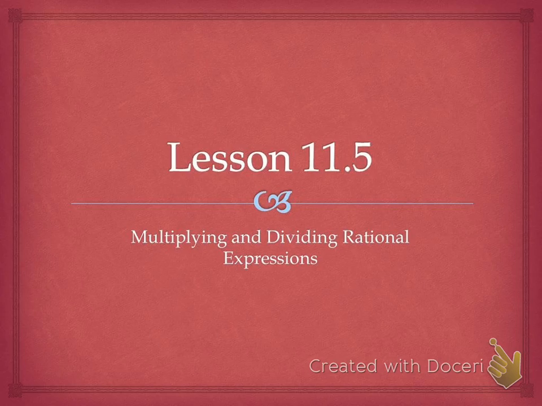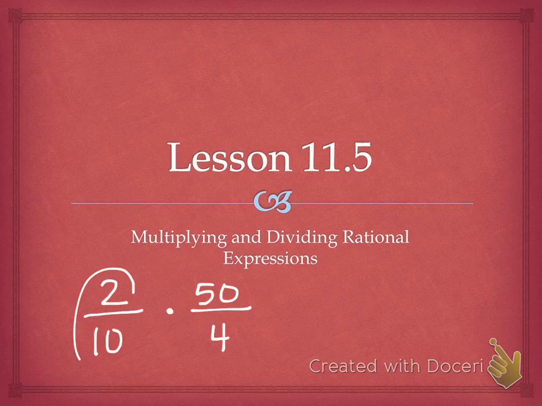But let's say I were to give you 2 over 10 times 50 over 4, and I were to say multiply. Before you actually multiplied and got 100 over 40, what could you do to make it easier on yourself so you don't have such a big answer? Reduce them, exactly.